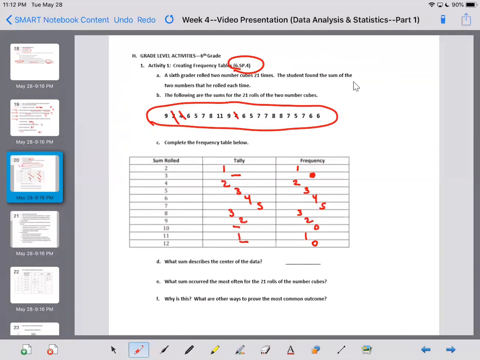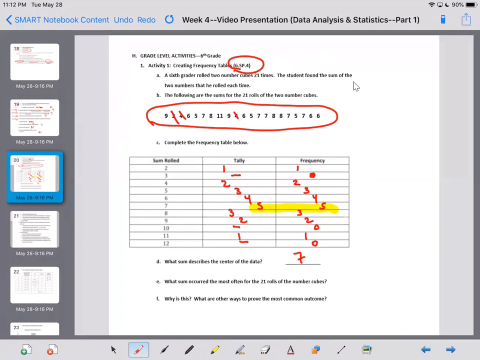So we could say that 7 would describe the center of the data when you're rolling 2 number cubes 21 times, and we see how many times we see right here 5, just from our frequency. That was the one that showed up most, and it was a 7. What sum occurred the most often was, of course, 7.